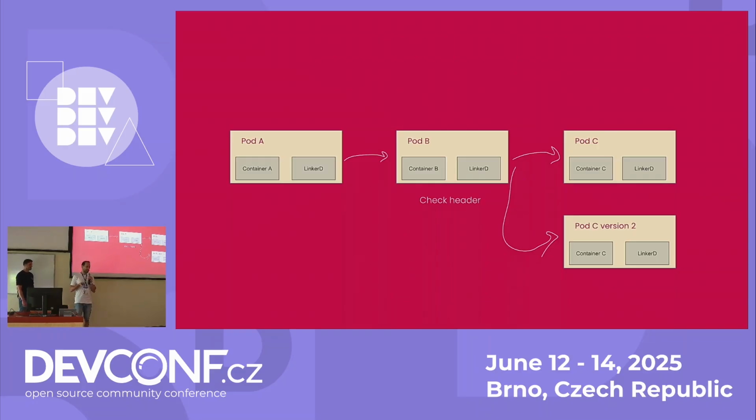And canary releases means most of your traffic goes through service C, version 1, and the rest of the traffic goes to service C, version 2. And there are different ways to do this. In our case, Linkerd allows it with headers. So if your request has header A, send it to version 1. If it has header B, send it to version 2. And this is how canary release works.